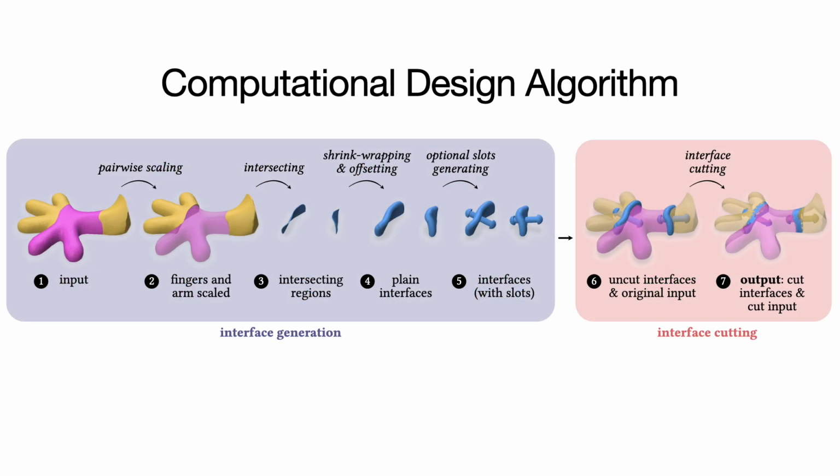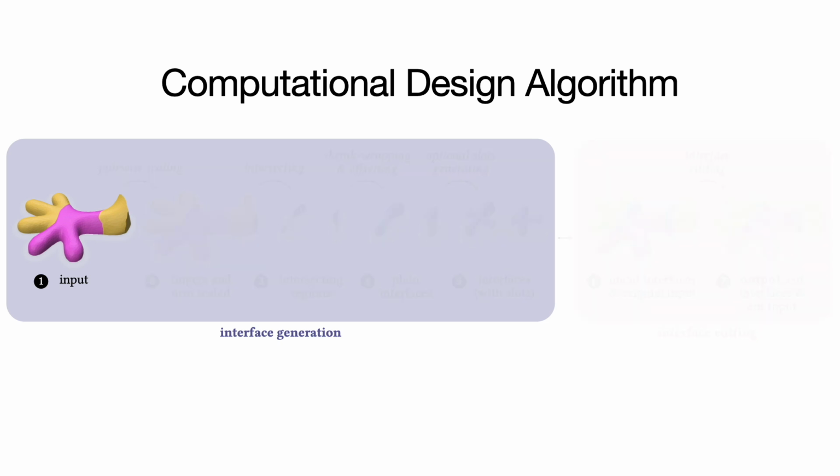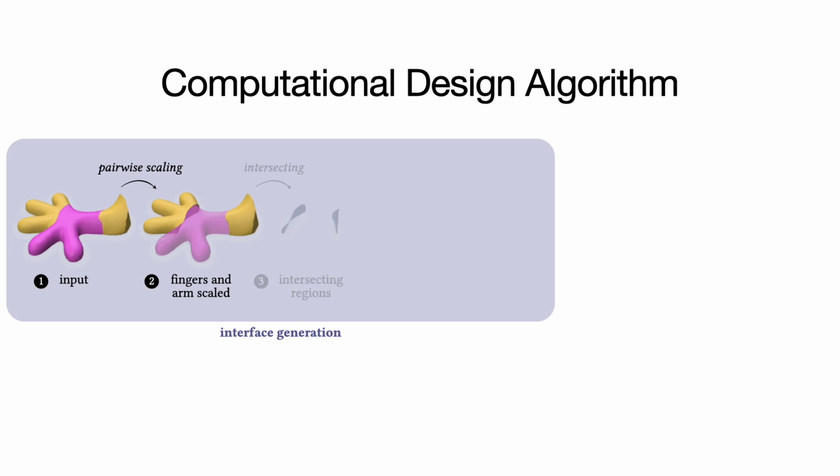Our computational design algorithm has two main processes: interface generation and interface cutting. For interface generation, a user imports an existing 3D model as meshes that specify different materials. The algorithm then uniformly scales and intersects different meshes together to find regions where the two meshes meet. The result becomes the basis of the dissolvable interfaces.